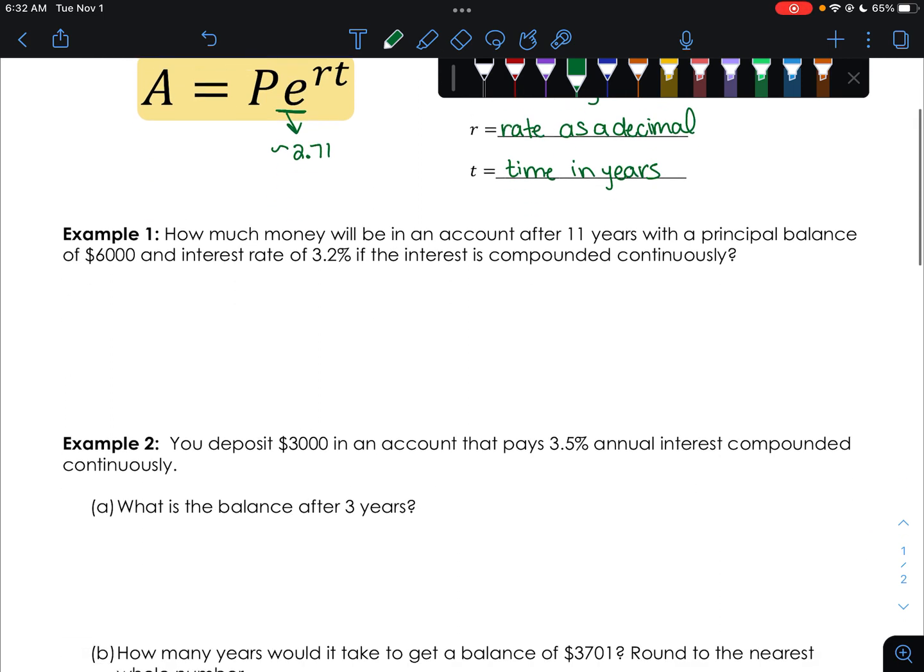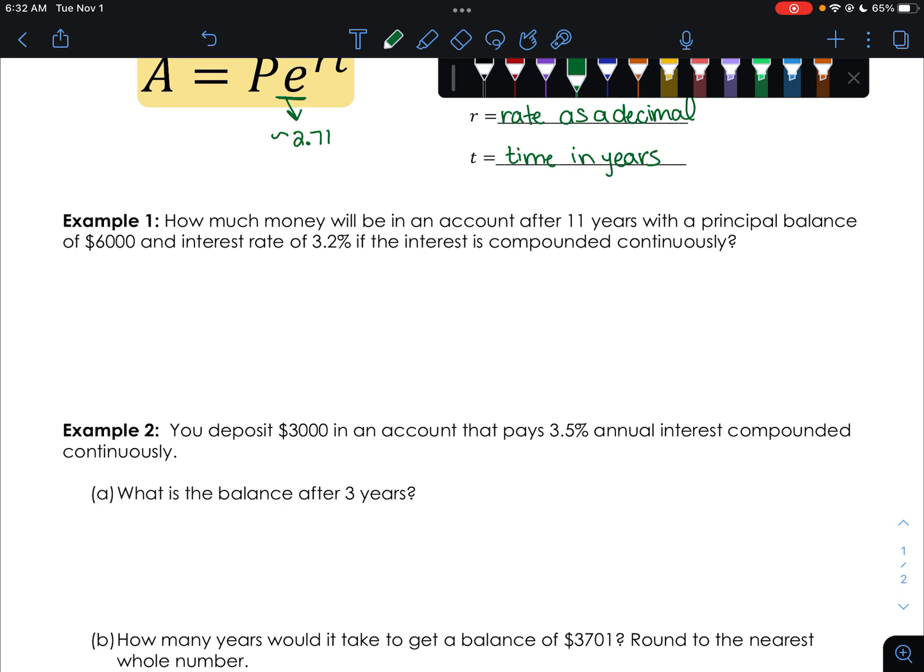Looking at example number 1: how much money would be in an account after 11 years with a principal balance of $6,000 and an interest rate of 3.2% if the interest is compounded continuously? First off, it has to say compounded continuously in order to use our formula A equals P times e to the rt power. Once it says that, you can use that formula and start identifying your different parts.